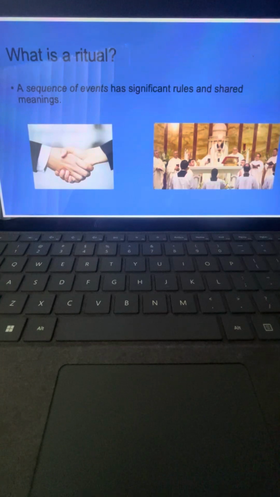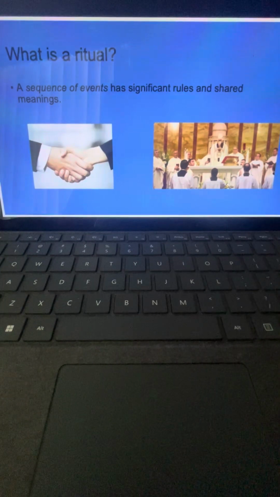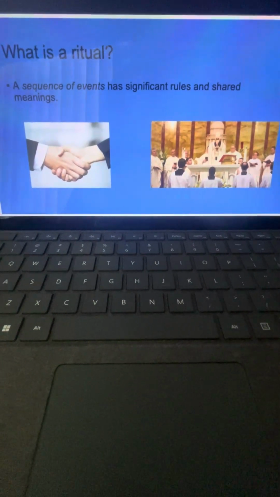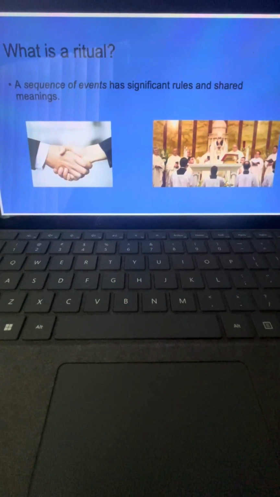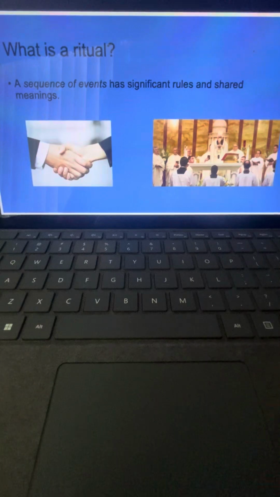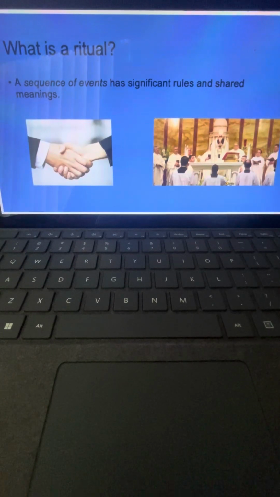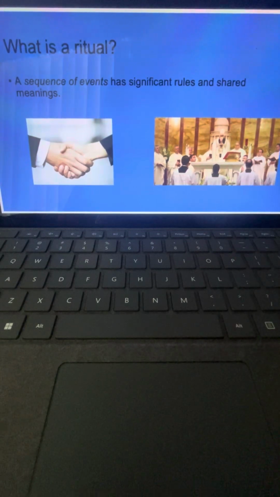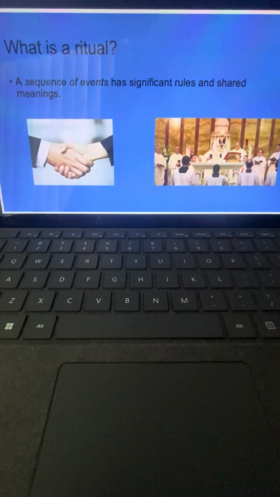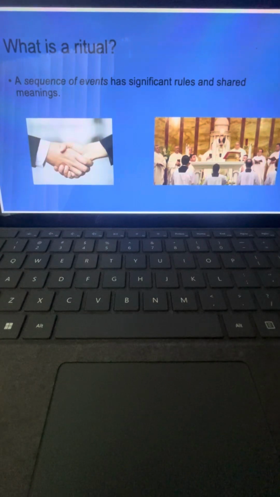So let's just break down a little bit what we mean by ritual. A ritual is a sequence of events that has significant rules and shared meanings behind it. We learn these as we participate in a society, and they come to gain meaning that is shared within a group. So, for example, the way that we appropriately greet each other when we meet each other is a ritual, because there's a sequence of events that people expect to have happen, and that's considered normal. It's a small ritual, but it's a ritual for that reason.